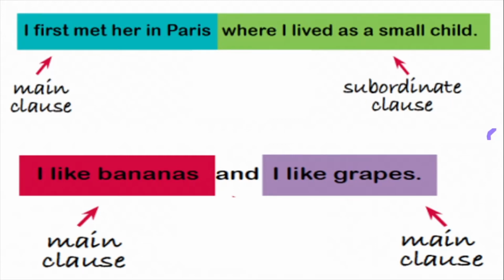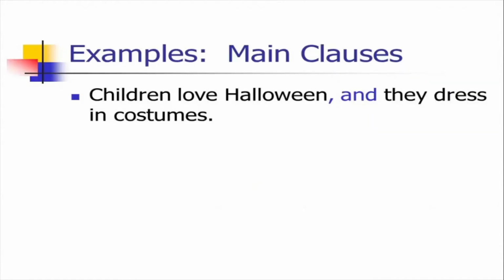Now why have I shown it to you? Why have I taken two different kinds of examples? To make it clear to you what the meaning of a main clause is. So in the first example, "I first met her in Paris" is the main clause. In the second one, you have two main clauses because both the parts of the sentence have got complete meaning and they are not dependent on anything else. Alright, so these are examples. Let us look at some more examples.